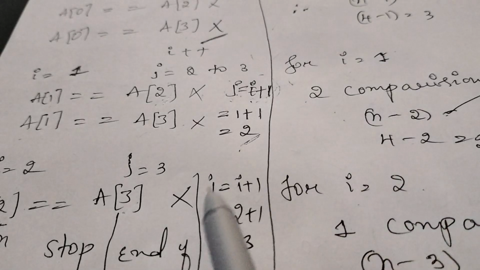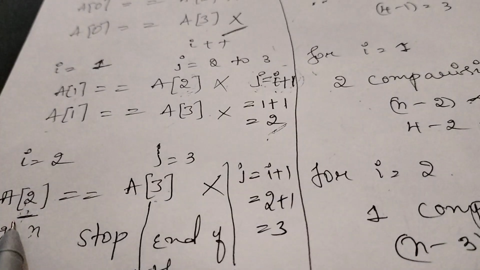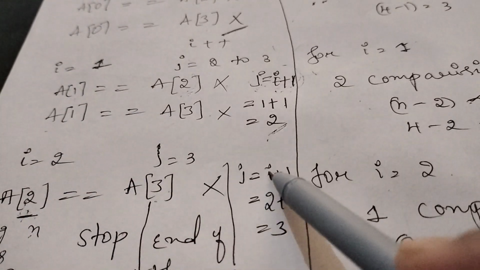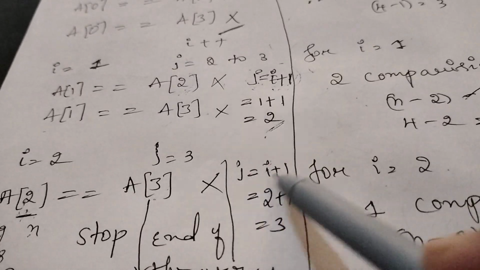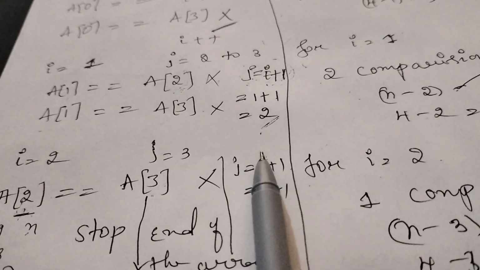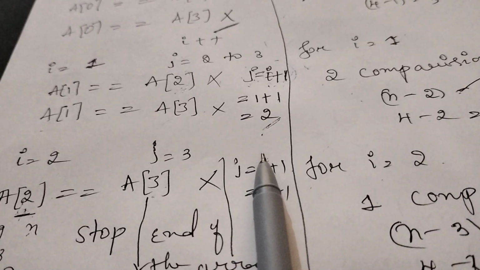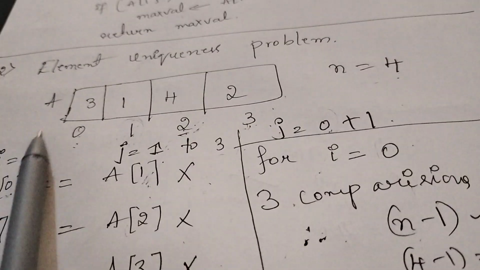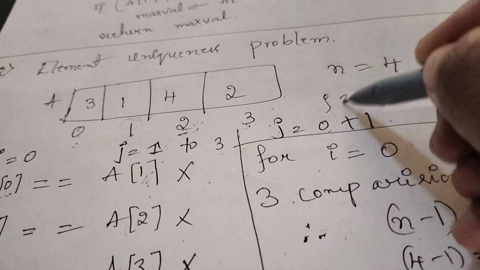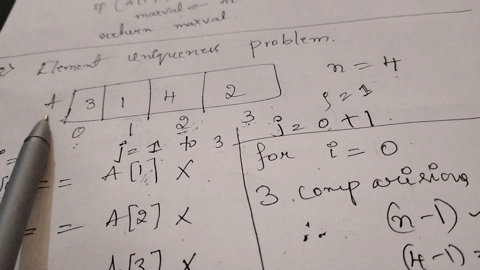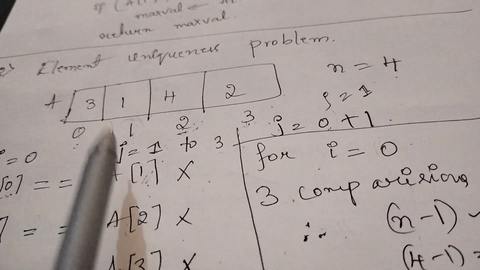Also, in the next iteration you can observe that when I value is 2, j has to start from 3. How do we get that value 3? We get the value 3 by performing I plus 1, that is 2 plus 1 equals 3. If you take j as starting from 1 alone, then it will be wrong. So if you take only the j value as 1, starting with 1, then for the first iteration, a of 0 should be compared with a of 1.